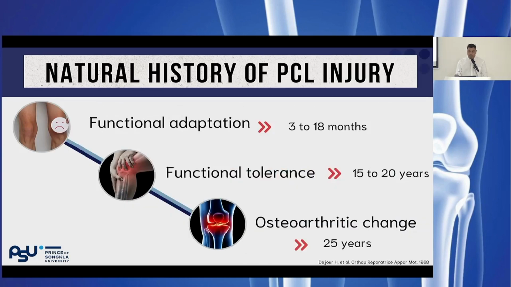respectively. And this classic paper, published in 1988, described the natural history of PCL insufficiency in three phases. The first is functional adaptation in 12 to 18 months. The second is functional tolerance continuing for 15 to 20 years. And finally, osteoarthritic change after 25 years.